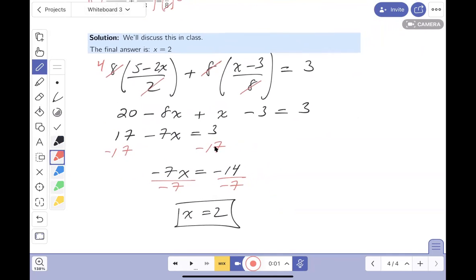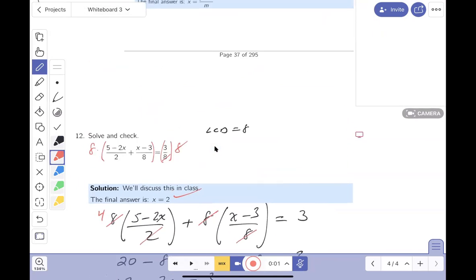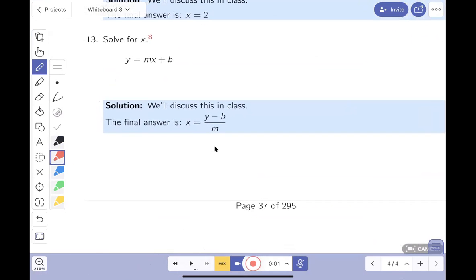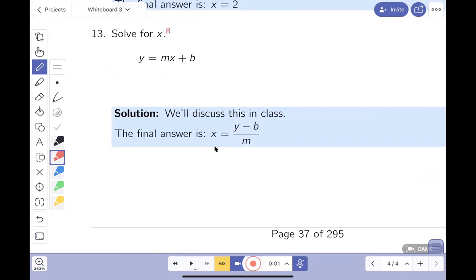Let's check our answer. And what it said, X is 2. That's good news. All right, let's take a look at number 13. Number 13 is what's known as a literal equation. All right, how many letters are in it? Well, there's a Y in it, there's an M in it, an X in it, and a B in it. There's 4 letters.